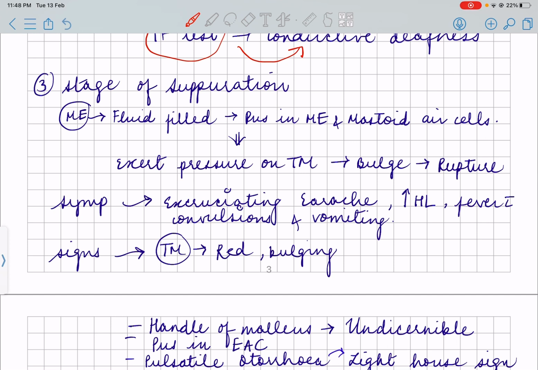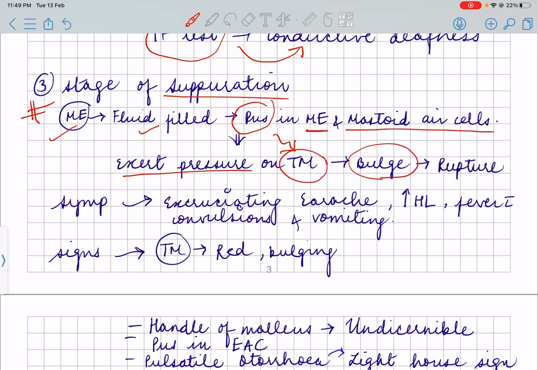Coming to the third stage now, that is the stage of suppuration. In this stage, the middle ear will be fluid filled with pus. So the pus will be present in the middle ear as well as the mastoid air cells, which will eventually exert pressure on the tympanic membrane, which will lead to bulging and eventually might rupture the tympanic membrane.